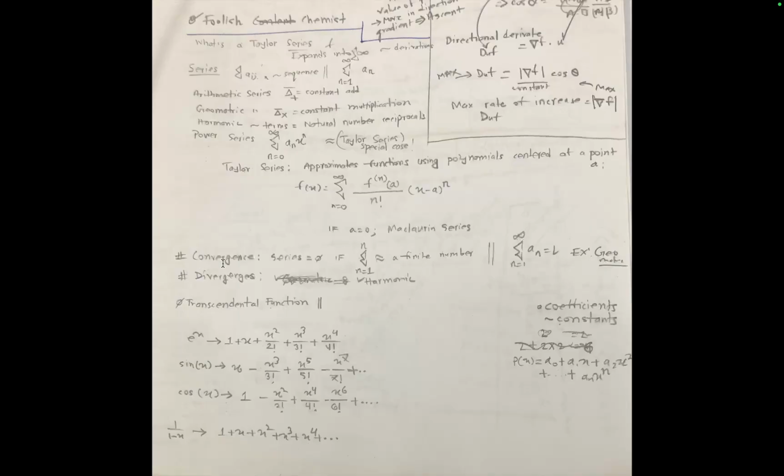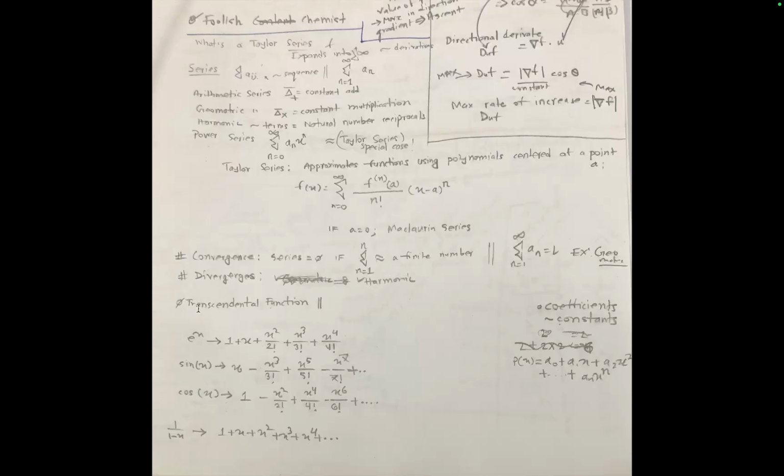And then there's the divergent series, like the harmonic series. I should be checking out the response from ChatGPT. But the idea here is that it oscillates, or it doesn't converge.